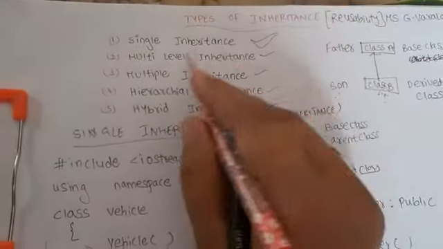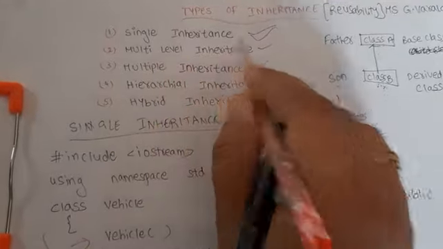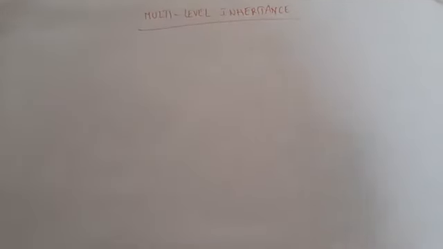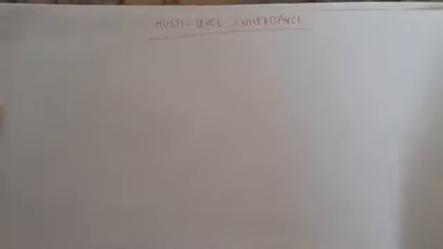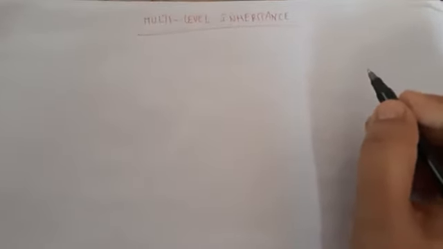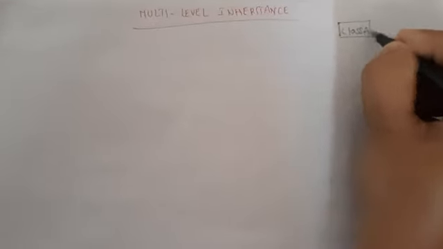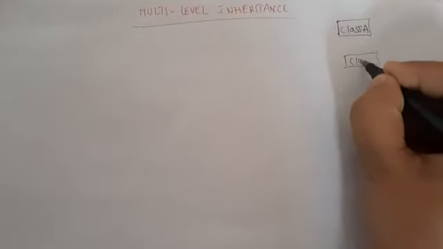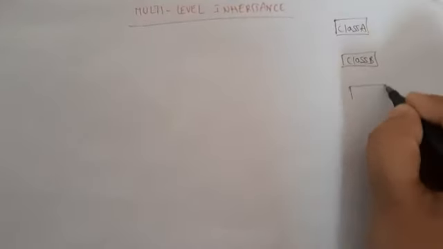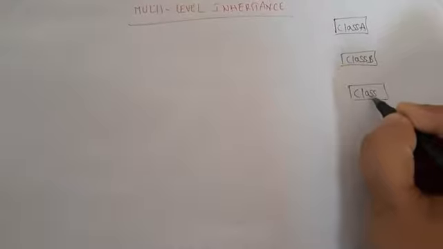So let us see the next one, called multi-level inheritance. We already discussed simple inheritance. Now let us discuss multi-level inheritance. In multi-level inheritance, there will be only one base class and derived classes. This is the base class, class A, class B, class C. Like this we can have multiple levels.